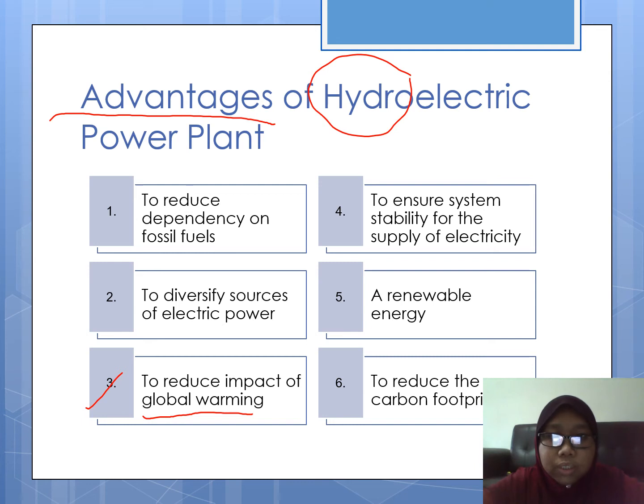And then we can ensure the stability of the system that supplies electricity. Okay, of course, because the sources can be continuously produced, we can ensure the sustainability of the supply of electricity. The electricity will not be cut off because it is renewable energy. Okay, and then we can also reduce the carbon footprint. Okay, carbon footprint is the carbon cycle. When we produce fossil fuels, inside the fossil fuel we have carbon, oxygen. Okay, so we can reduce the cycle of the carbon.